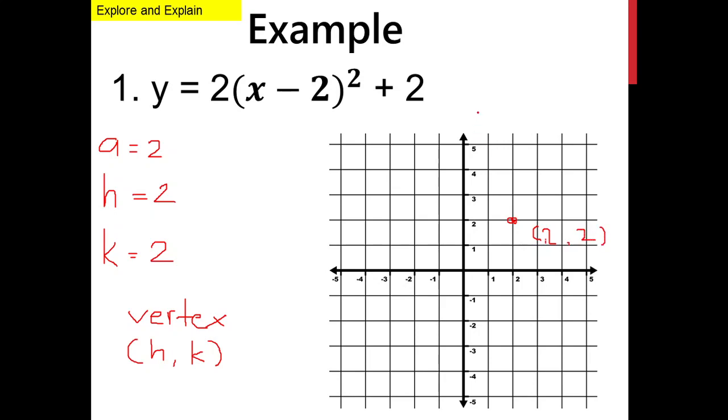Okay? So all we need to do is to draw the graph of the quadratic. So assume that this is the graph. It's a bit narrow because a is greater than 1 and it's opening upward.